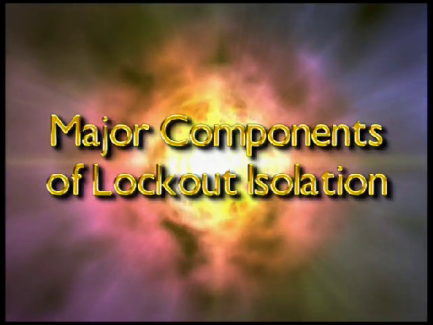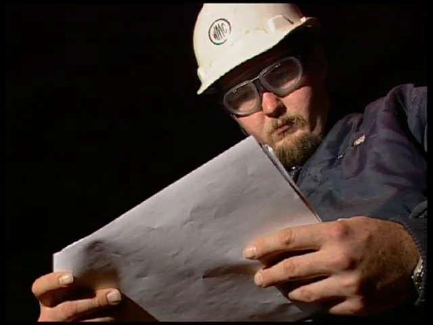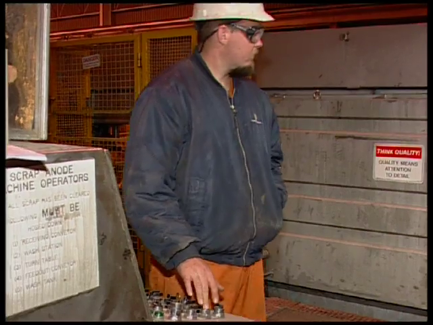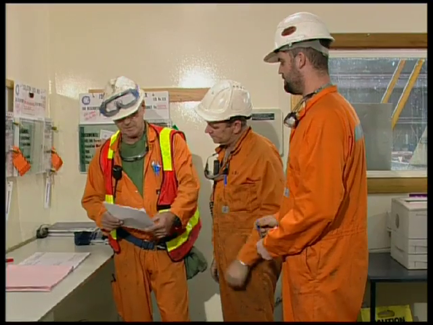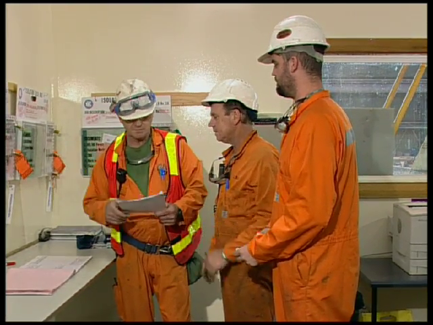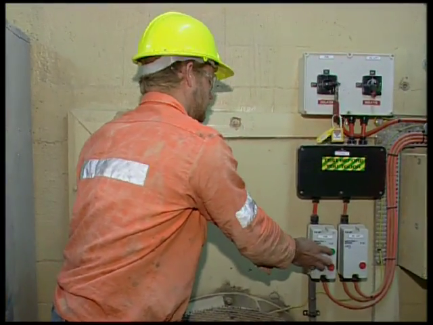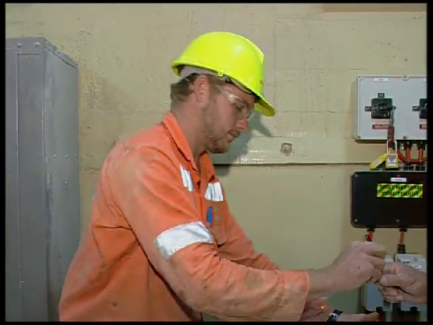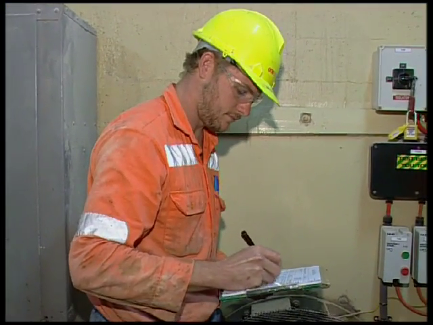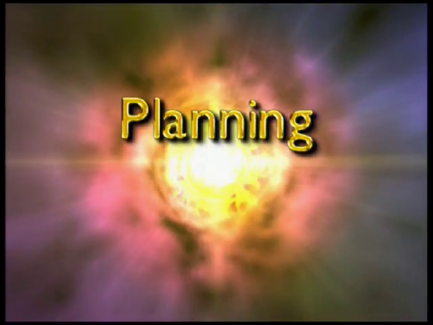The major components of a lockout isolation are that the procedure is planned and isolations are locked, verified, and carried out by appropriately trained authorized personnel. While specific procedures may vary from site to site, the essential steps exist in all procedures. A good lockout isolation procedure requires that all isolations and maintenance stops be planned.